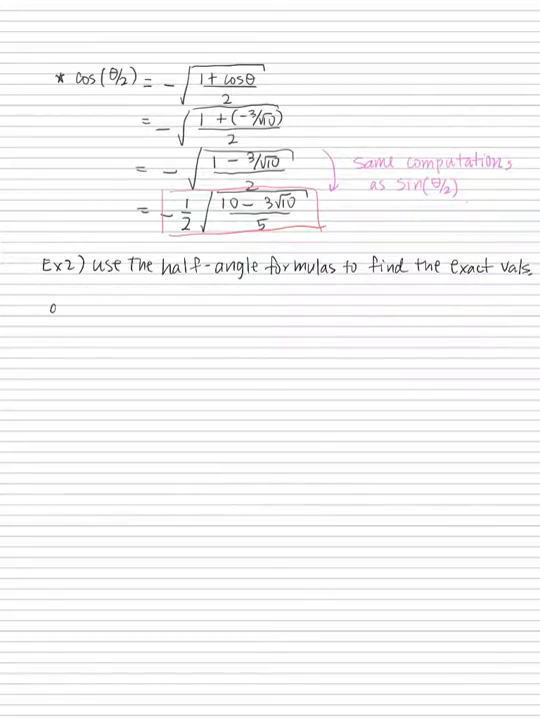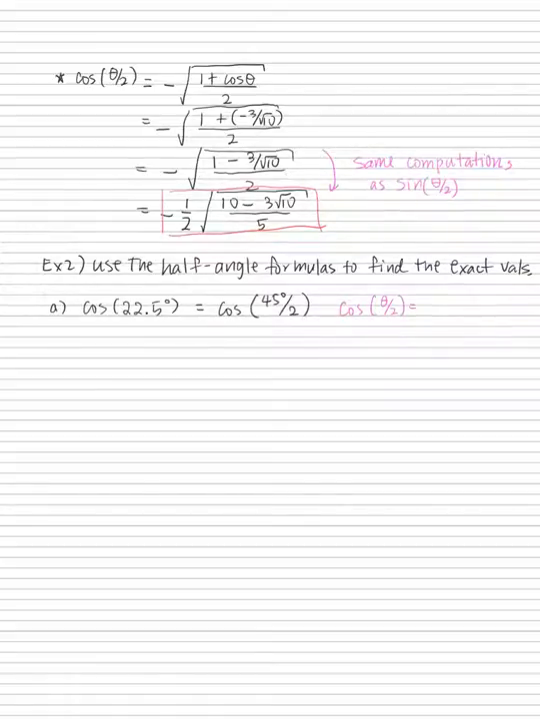Alright, so let's do a couple of examples here. So let's take a look at cosine of 22.5 degrees. So what you want to do here is to write 22.5 degrees by using theta over 2. So what should our theta be? All you have to do is multiply 22.5 by 2, so that will give us 45. So this is equivalent to cosine of 45 degrees over 2. So now this is of the form cosine of theta over 2.